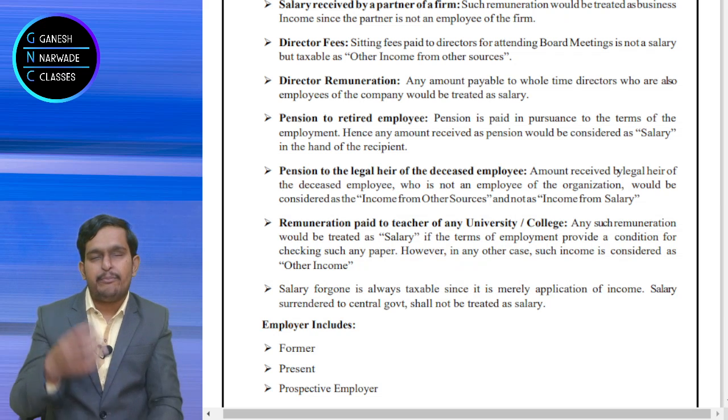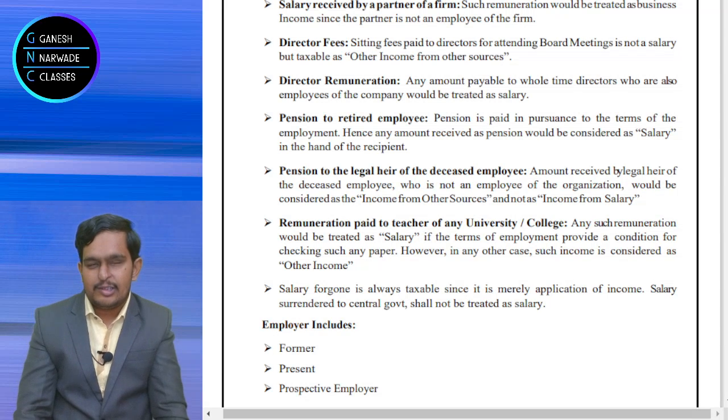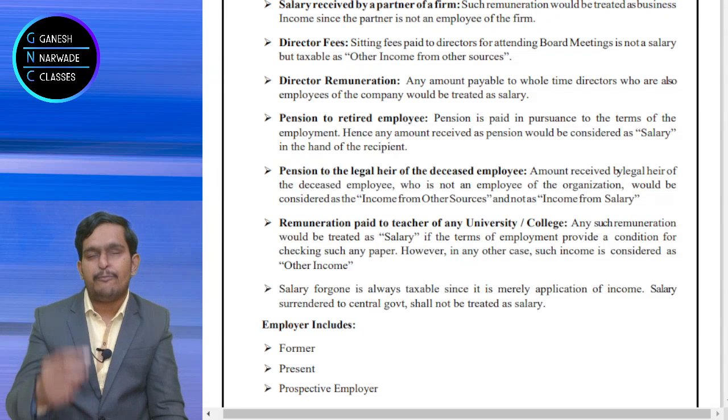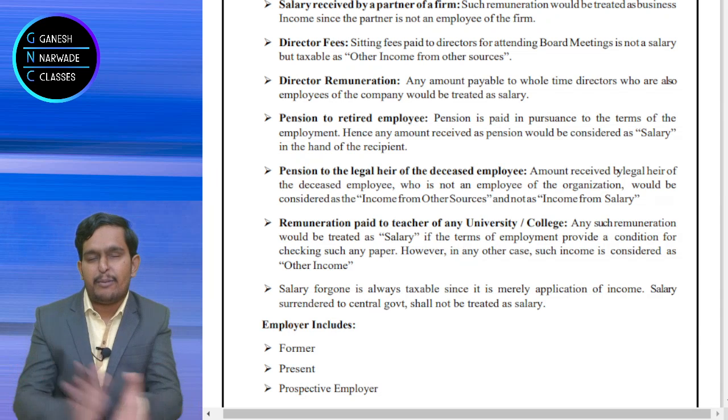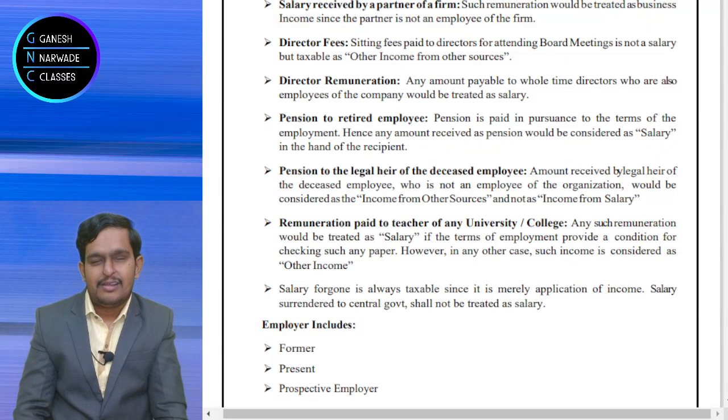You may receive salary from former, present or prospective employers. What is former? Sometimes you worked in some institution, they did not pay salary on time, so they delayed it. You left the job, so you received salary after you left the job. Then you received salary from a former employer. In most cases you receive salary from the present employer, and sometimes you may receive salary in advance from a prospective employer. Suppose Tata company asked me, Ganesh ji, come to our company. I said okay, I am ready to join your company, but I want 6 months advance salary. Tata said okay. So what is this? Salary from a prospective employer received in advance, and all are taxable.